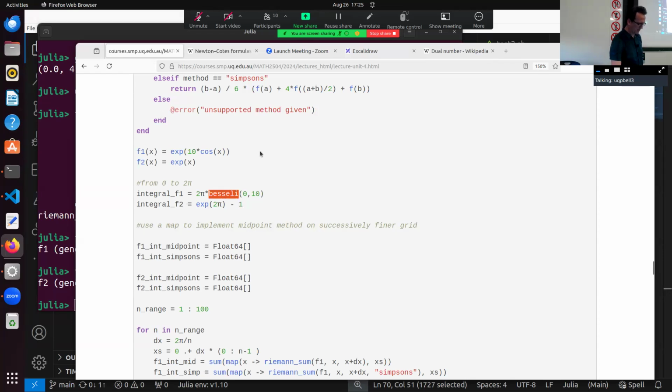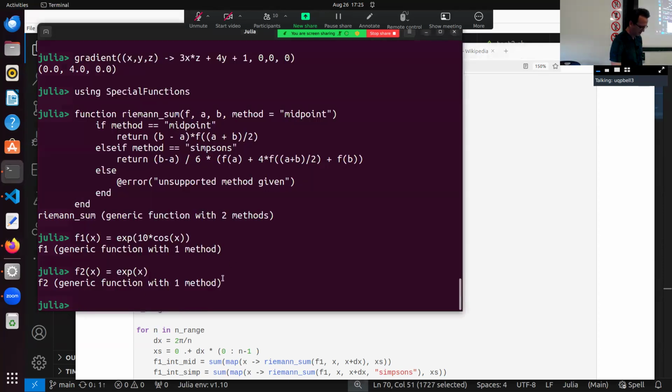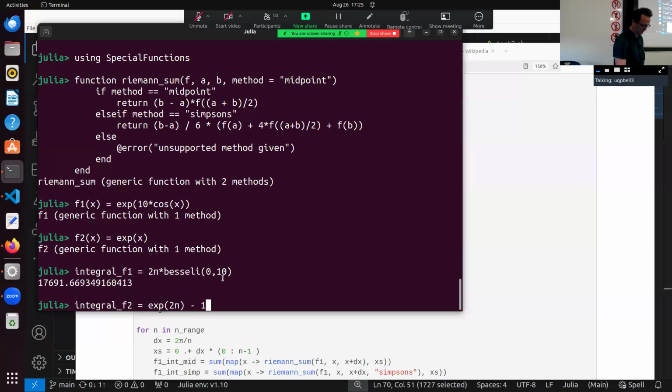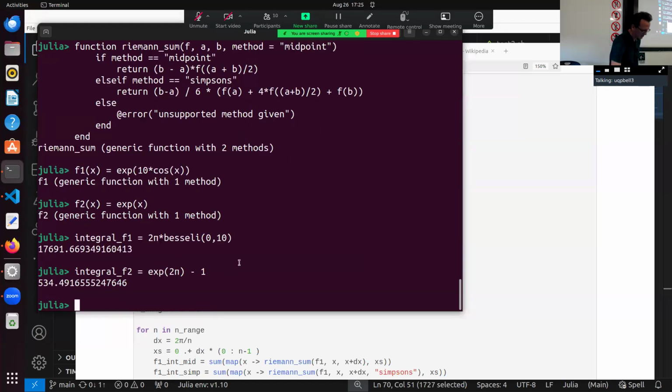But just trust me on this one that for this f1, if you do the integral from 0 to 2 pi, you'll get this guy, the integral from the other one. So similarly to the derivative one, some oracle gave us the answer of what the integral is.